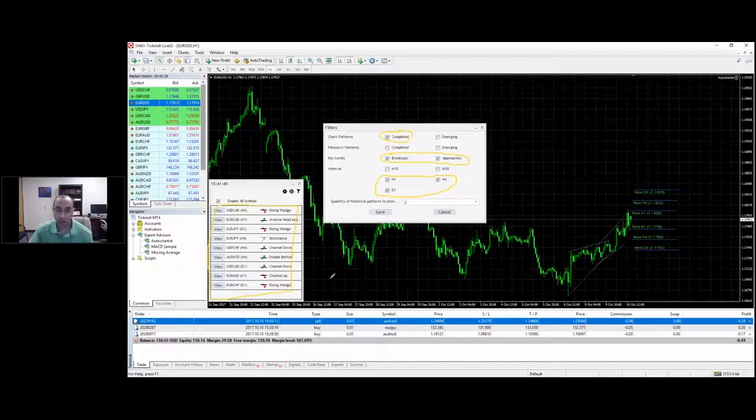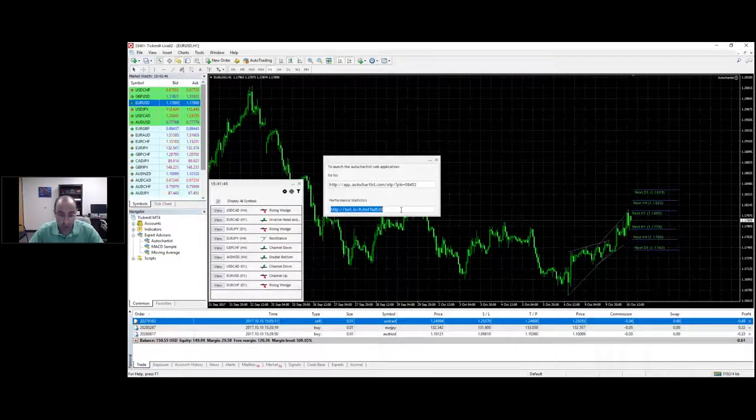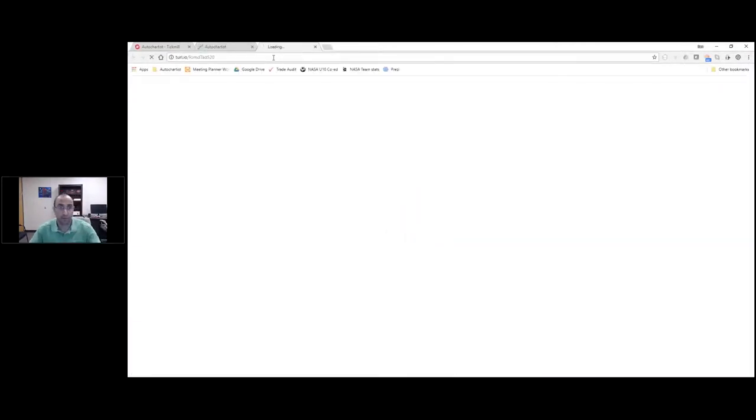Also, all the results that I am seeing here have their correlating performance statistics, right? So if you click on this little world icon and copy and paste this performance stats URL into your browser, then you will get performance statistics for those different types of trade setups that I showed you there, the breakout chart patterns and the breakout and approaching key levels.